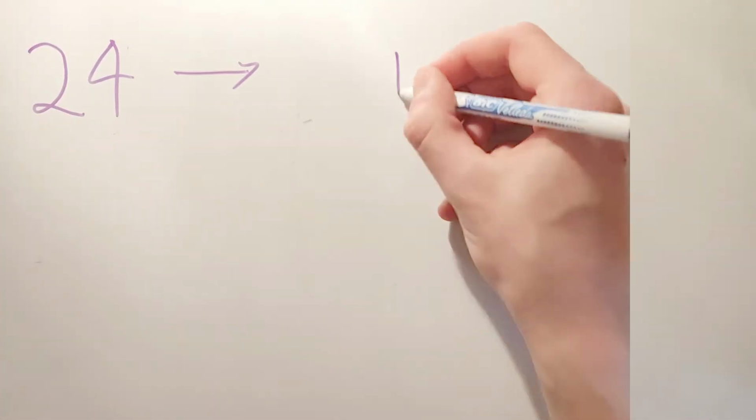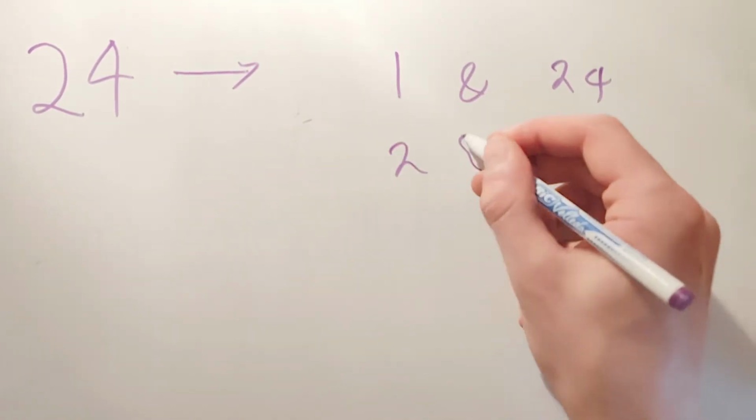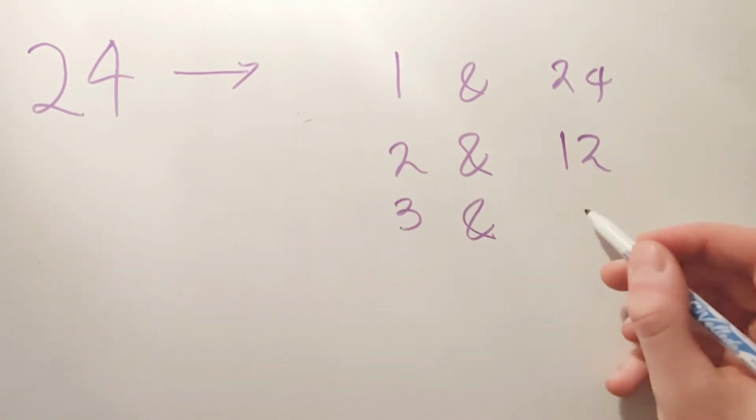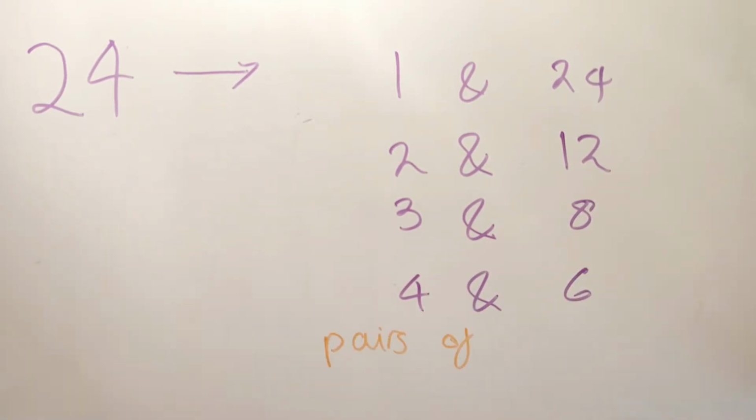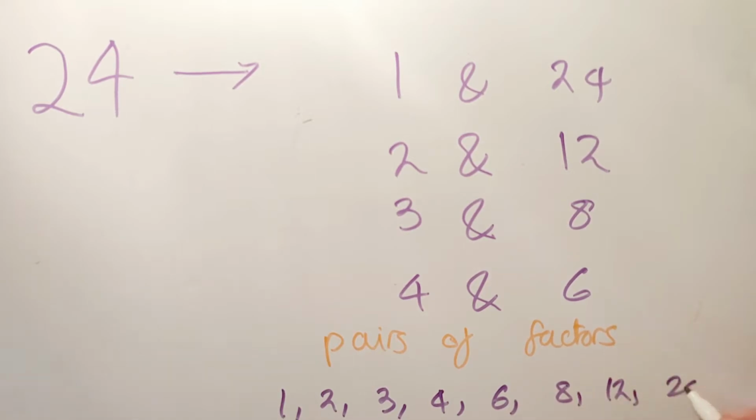We can work out factors of a number by writing down factor pairs. These are pairs of numbers that multiply together to get the original number. Start with the smallest factor and work your way up. All of the numbers used here are factors of 24.